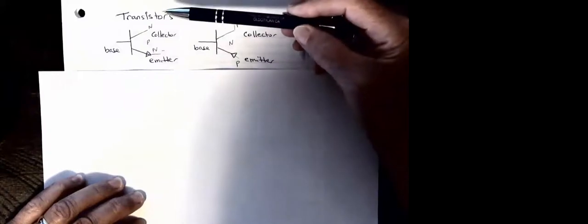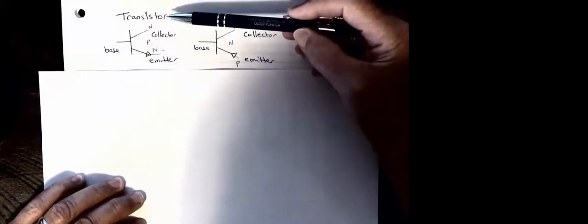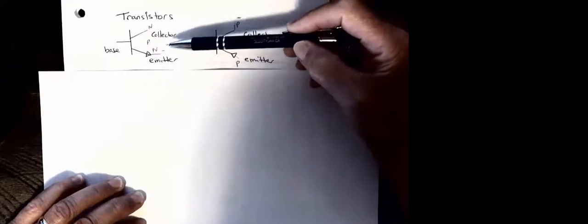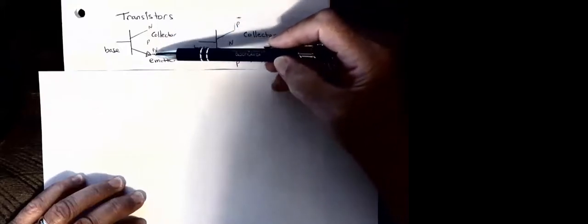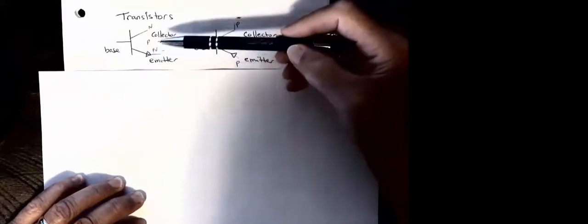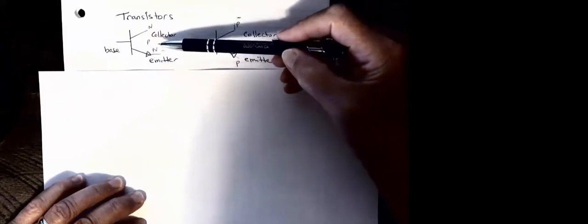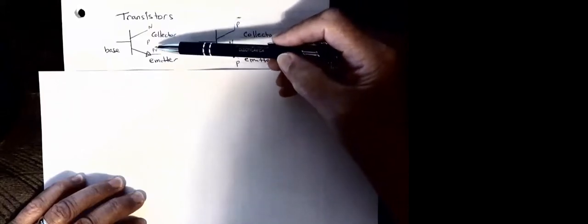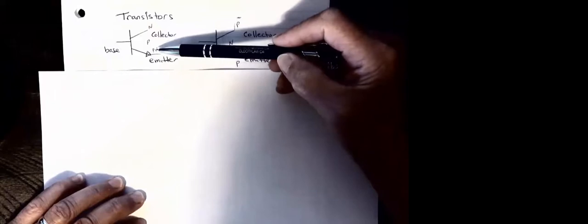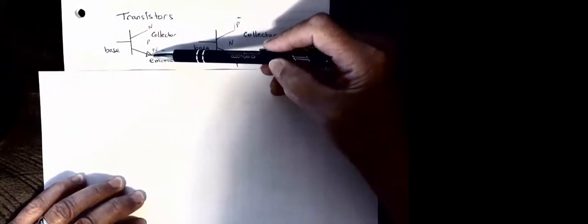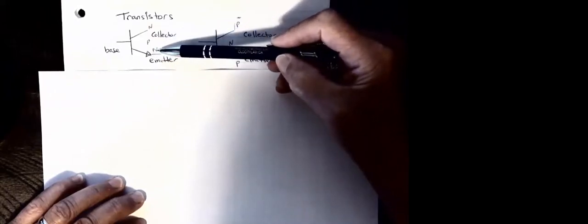What we have is a symbol of a couple transistors. Now these transistors are very similar, except that this arrow in the symbol determines which part of the transistor is a negative type material. And so the tip of this arrow points to the negative type material.